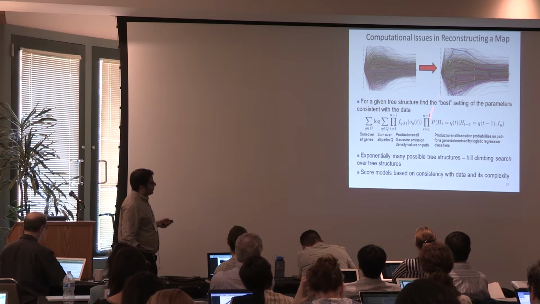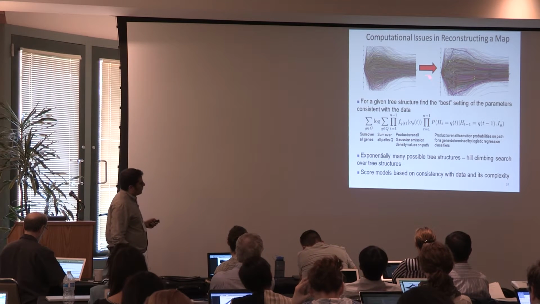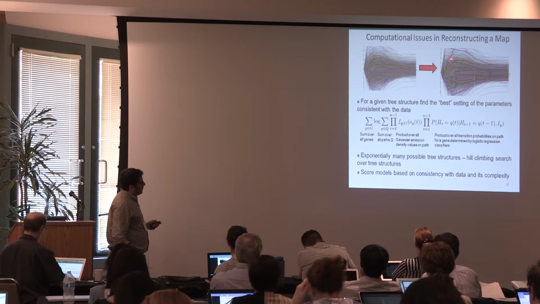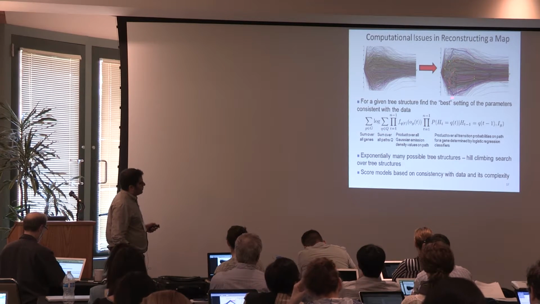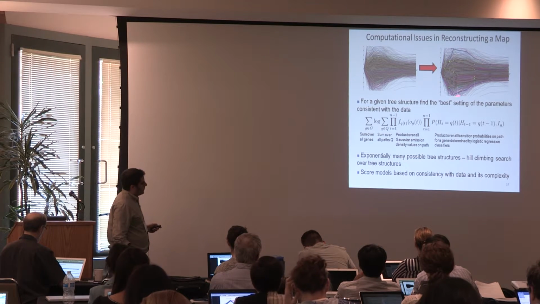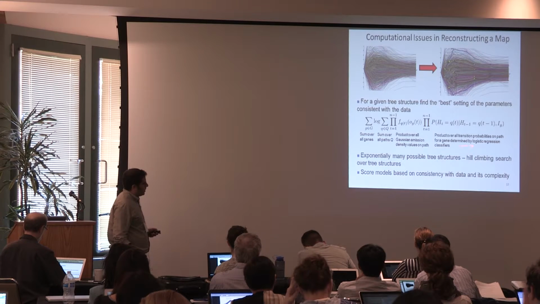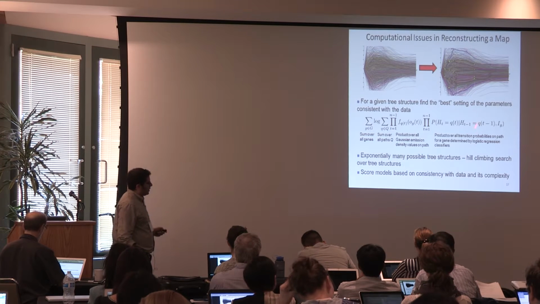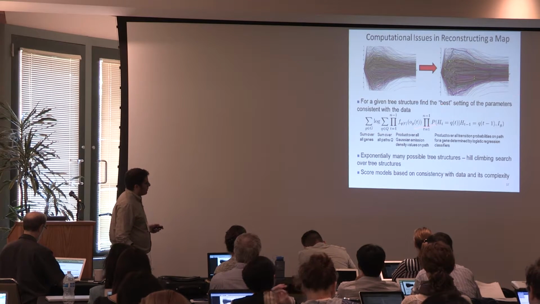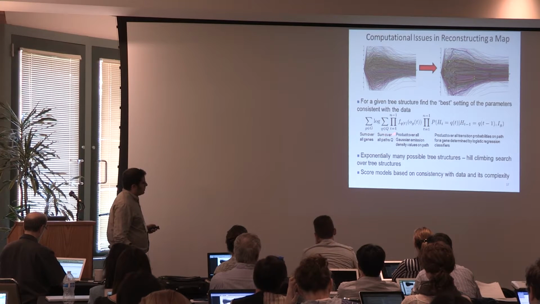There are a lot of possible tree structures. So what the method does is a search over possible tree structures, and it also penalizes the complexity of the model structure. And this is an expression for the scoring in terms of the likelihood of the data.